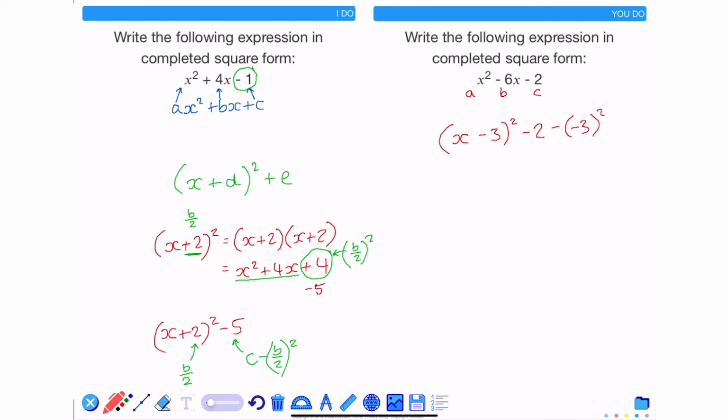Negative 3 squared is 9, and negative 2 take away 9 would give me x minus 3 all squared take away 11. This is now in its completed square form.